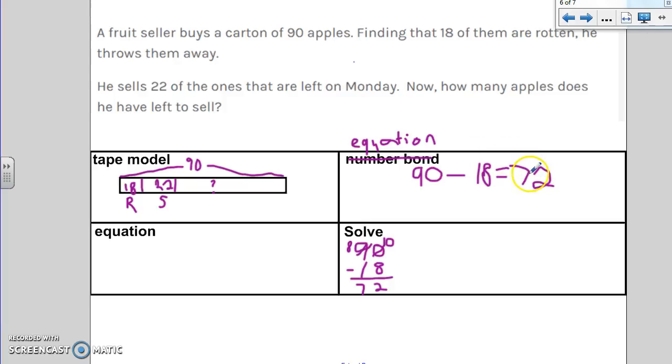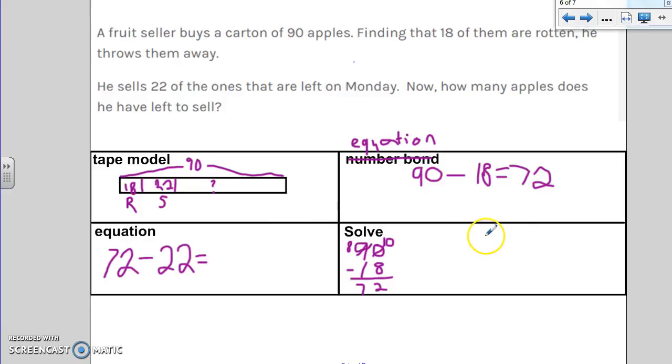So since there are 72 apples left in the carton, I know that he sells 22 of them. So since he's selling them, they're going away, which means I need to write another subtraction sentence. So my subtraction sentence is going to start with the apples that are left, which is 72, that's the whole, minus the part that he sells, which is 22. That's the equation that's going to find out the last question. How many apples does he have left to sell? Go ahead and press pause. Solve it with a strategy that makes sense to you, 72 minus 22, and then press play when you're ready to check your work.